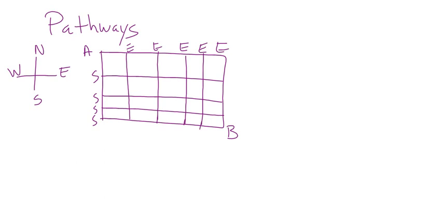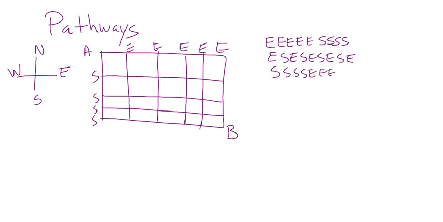I want 5 E's. So I have to travel 5 blocks east and 4 blocks south in order to get to the Starbucks. So the way that you can think about this is I have 5 E's and 4 S's, and they could be arranged like this, or they could go east, south, east, south, east, south, east, south, east. Or they could go south, south, south, south, etc. Any arrangement of those.